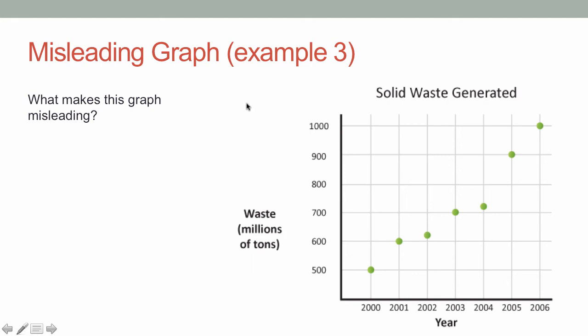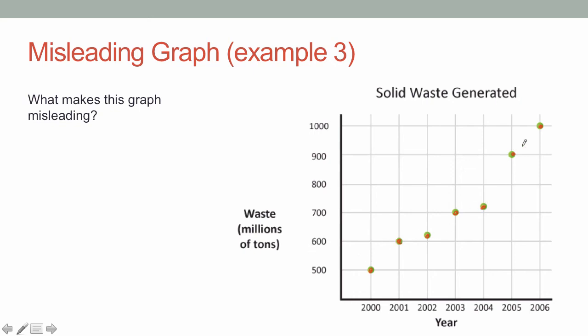Okay, here's another one. It's kind of misleading. This one's a little trickier. Here we go. We have solid waste generated. We can see over the years, there's millions of tons of waste, and it looks like we are increasing the amount of waste that we produce as a country. We are more and more wasteful. And it's going up from 500 up to 1,000.